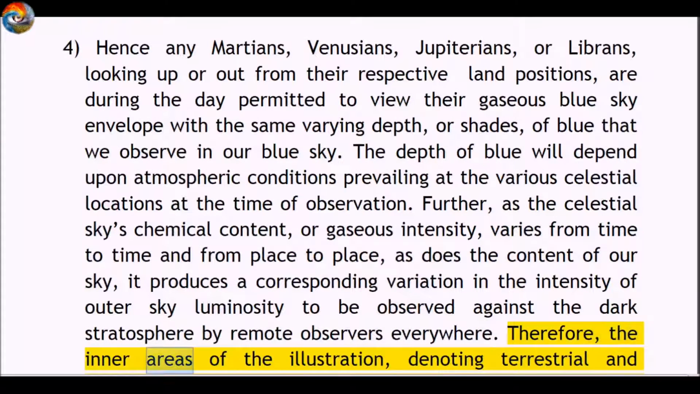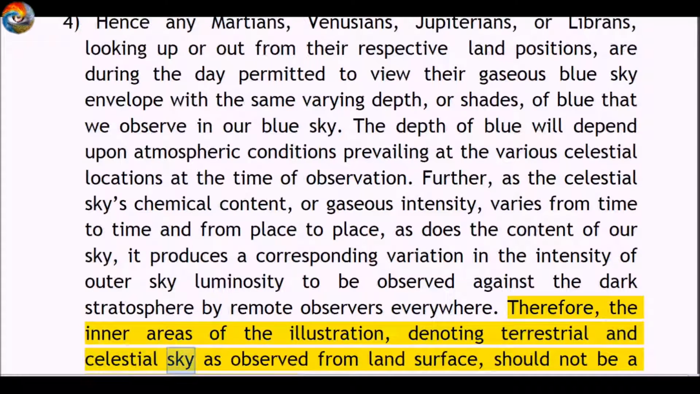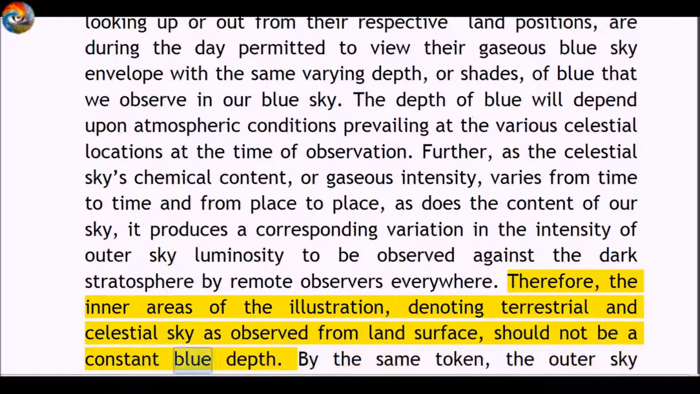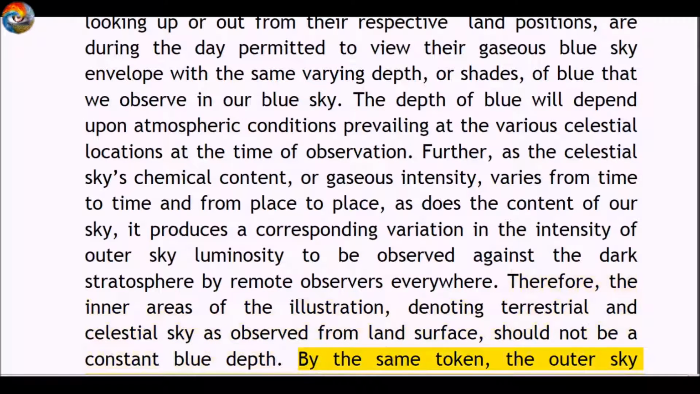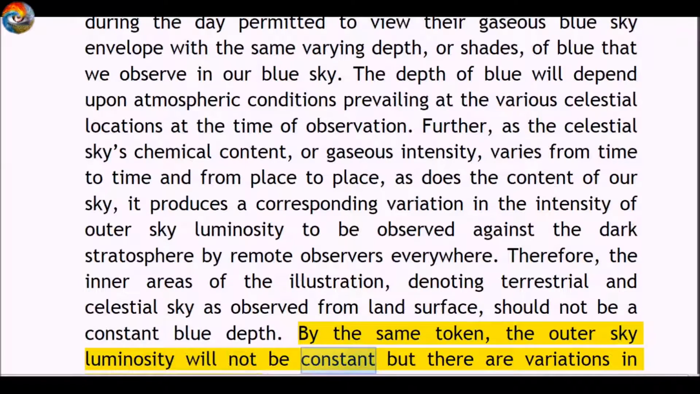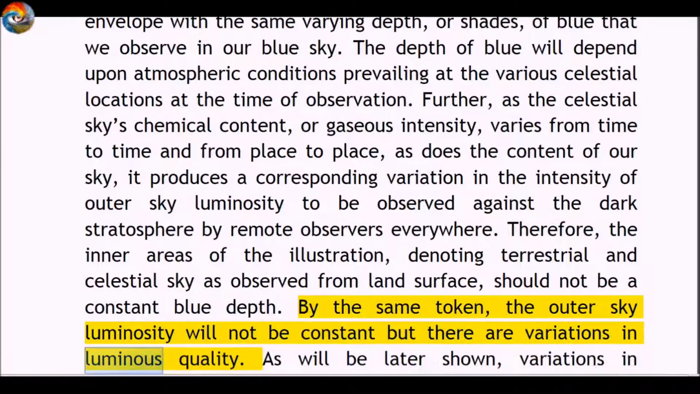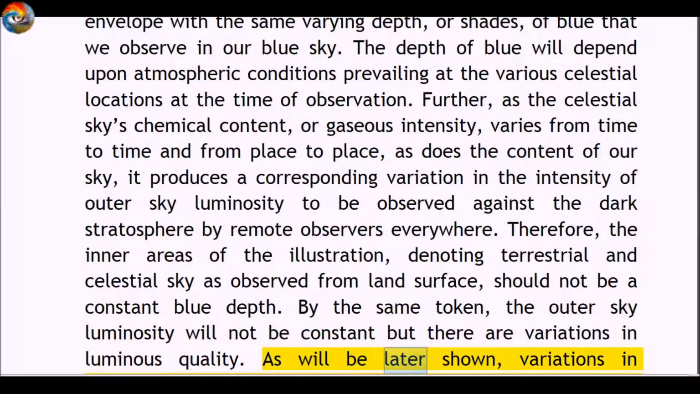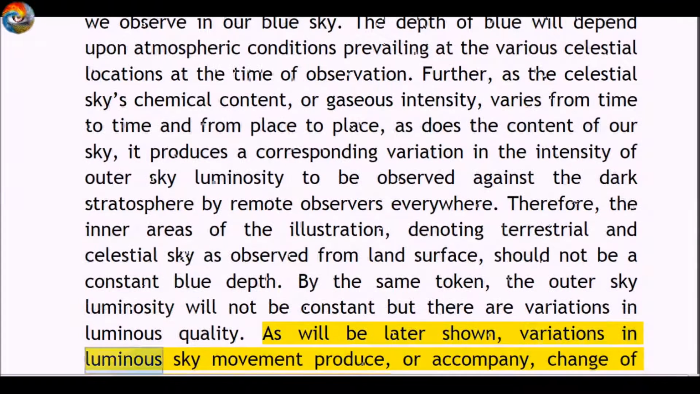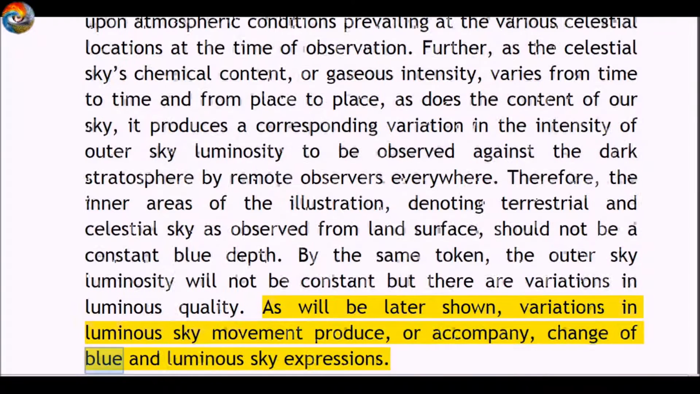Therefore, the inner areas of the illustration, denoting terrestrial and celestial sky as observed from land surface, should not be a constant blue depth. By the same token, the outer sky luminosity will not be constant, but there are variations in luminous quality. As will be later shown, variations in luminous sky movement produce, or accompany, change of blue and luminous sky expressions.